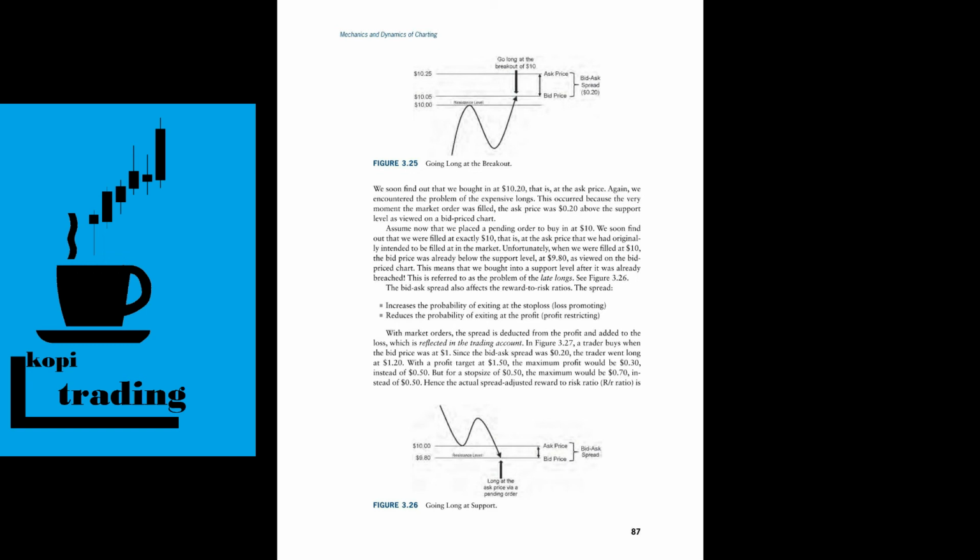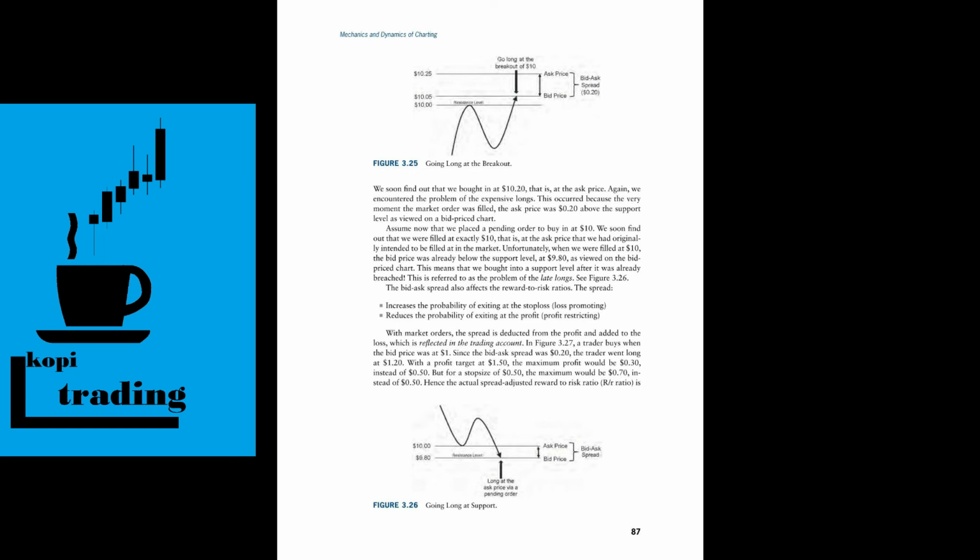in the trading account. In figure 3.27, a trader buys when the bid price was at $1. Since the bid-ask spread was 20 cents, the trader went long at $1.20. With a profit target at $1.50, the maximum profit would be 30 cents, instead of 50 cents. But for a stop size of 50 cents, the maximum loss would be 70 cents, instead of 50 cents.